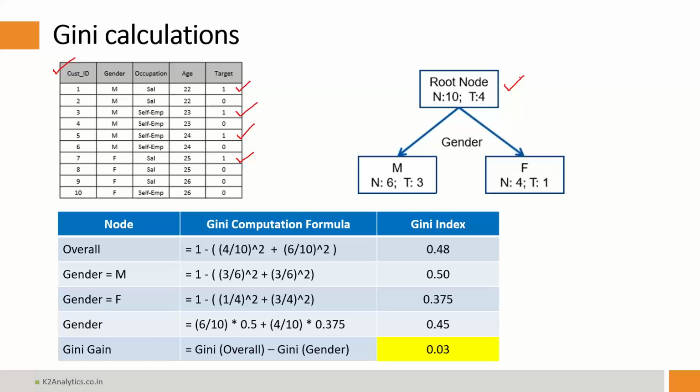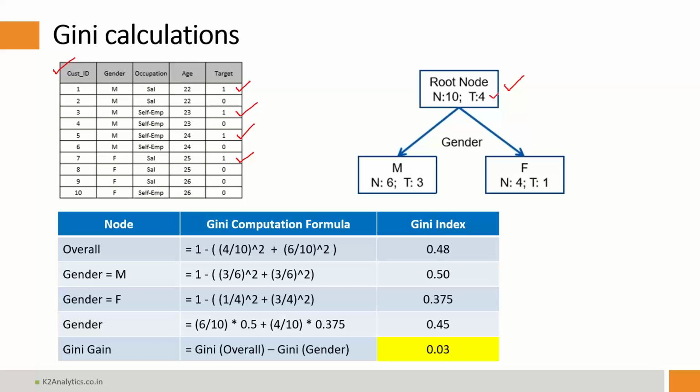Overall number of observations are 10. Now in the root node, how many responders are there? There are 4. So here I have given only 2 pieces of information. Total number of observations are 10. The number of responders are 4. Obviously, the number of non-responders is equal to 10 minus 4 equal to 6.